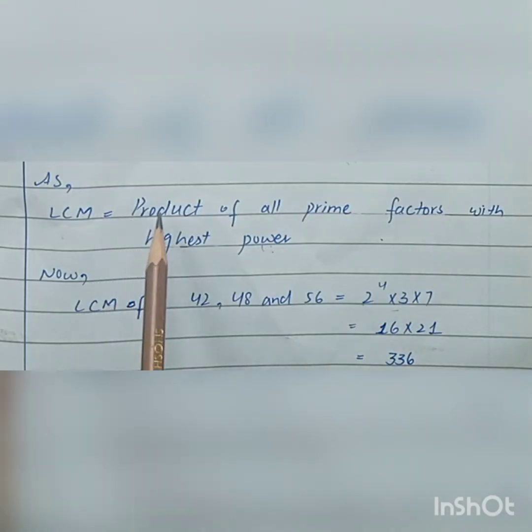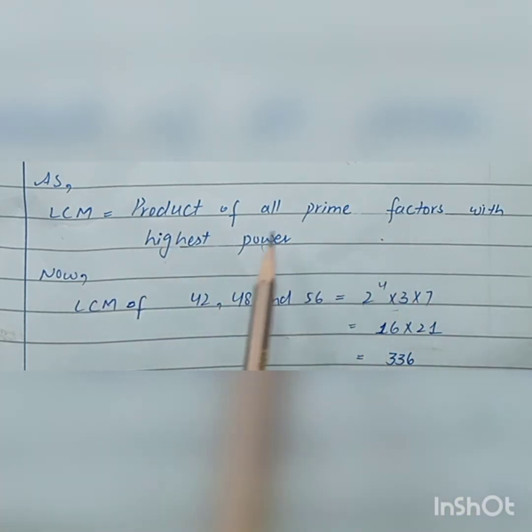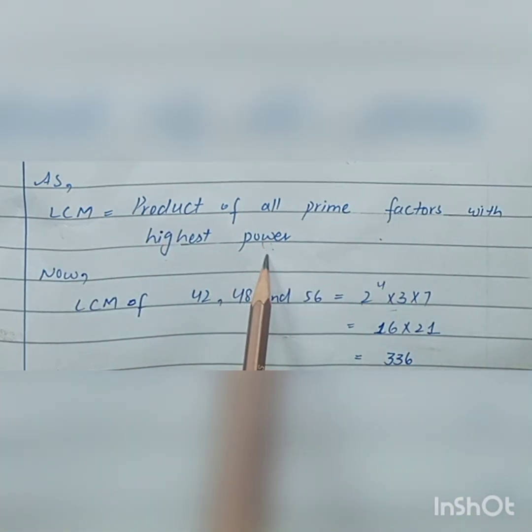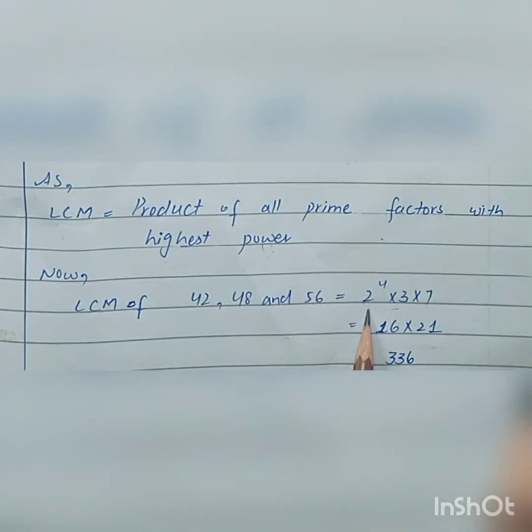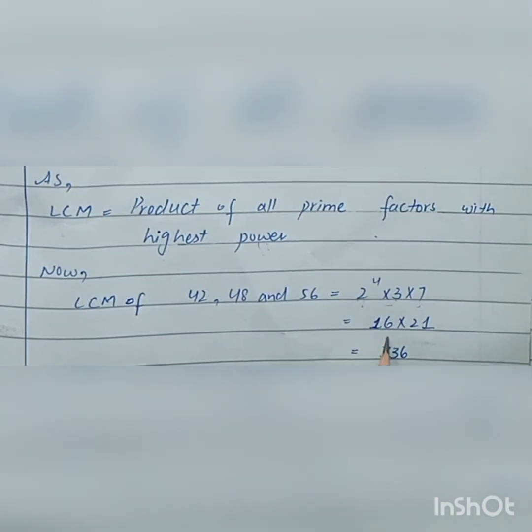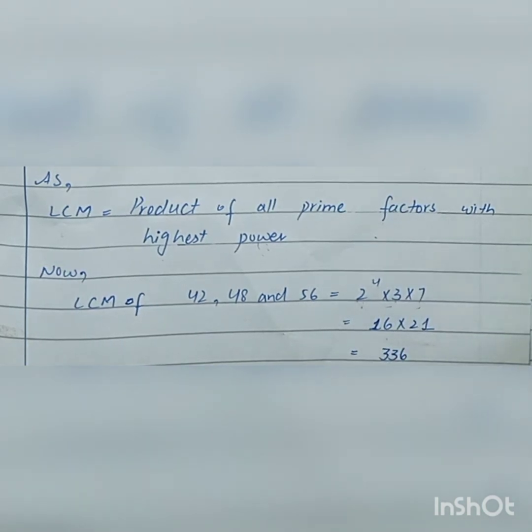This is an important statement for finding the LCM: product of all the factors with the highest powers. You have to choose the highest power of the prime factors in the answers. So the highest power of 2 is 2 raised to power 4. The highest power of 3 is 1 and the highest power of 7 is also 1. 2 raised to power 4 is equal to 16. 3 7s are 21. 16 into 21 is equal to 336.